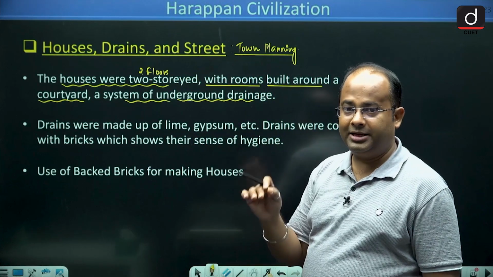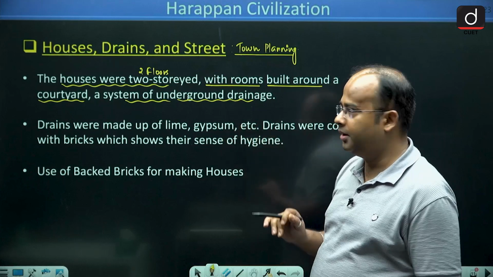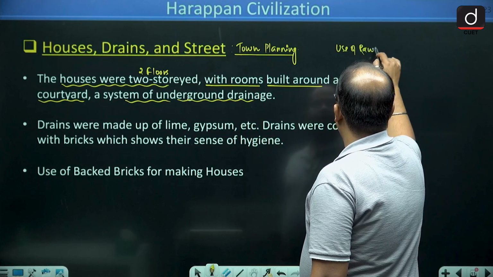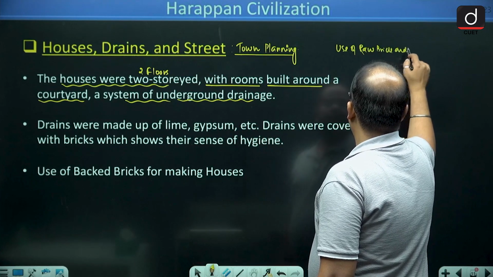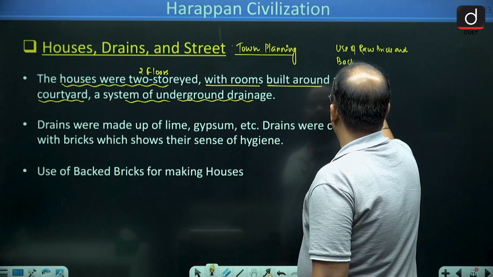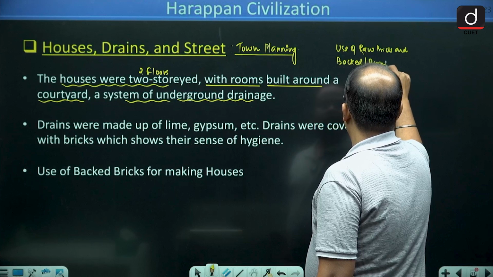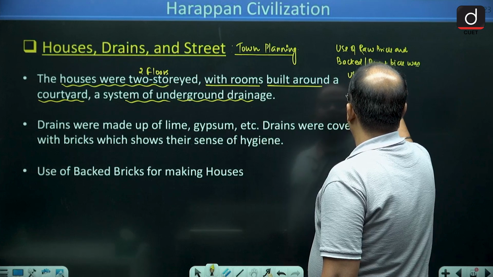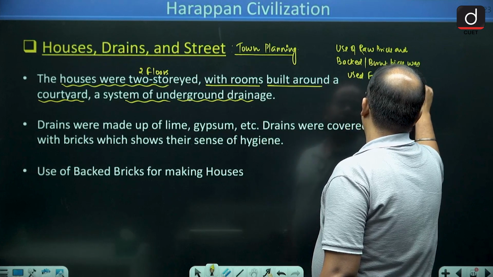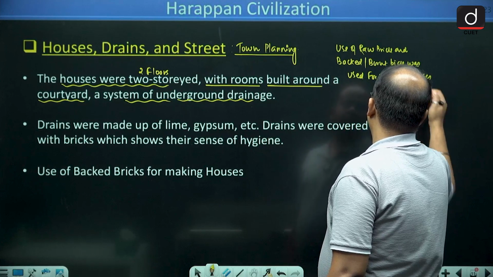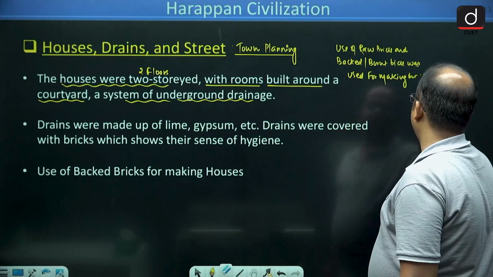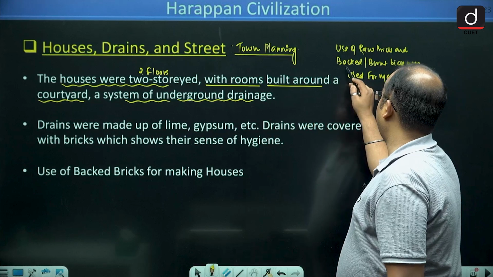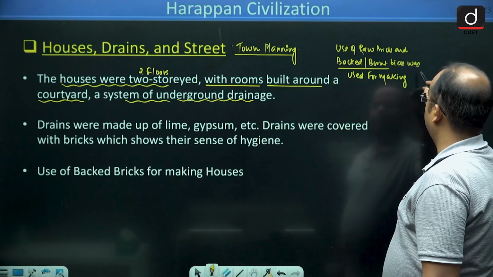And you will find that the houses were made of burnt bricks. The use of raw brick and baked or burnt brick was there for making houses. The use of raw bricks was also there, but not for every household. The baked or burnt bricks were used for making houses.